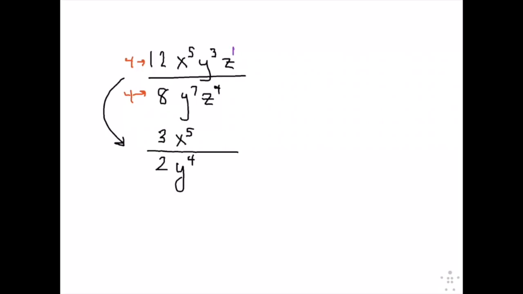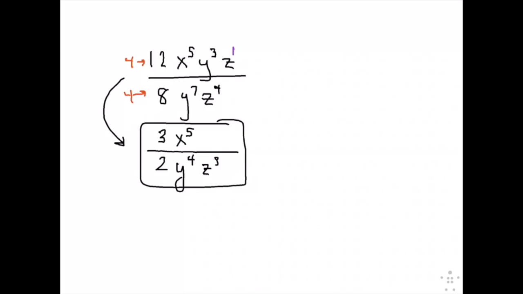And same here, there is this invisible 1 here, right? There's an invisible z to the 1st. So z to the 1st over z to the 4th, that's 1 minus 4, that's z to the negative 3 in the numerator, or z to the 3rd in the denominator. And there is your simplified version.